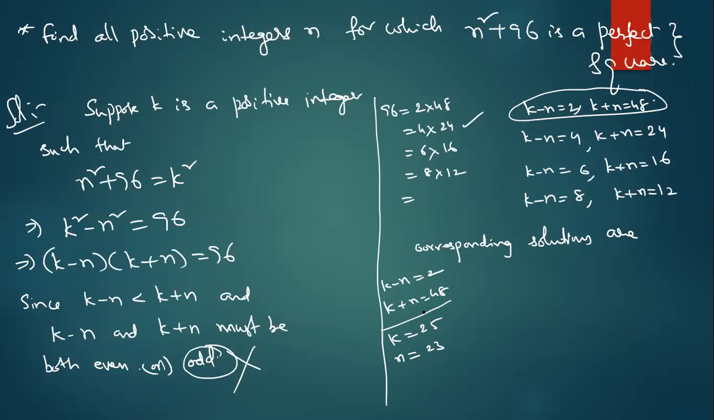Is it clear, all of you? If I'm adding and subtracting, 2k is equal to 50. Then k is how much? 25. So put this value in any one of the cases. That means k is equal to 25.